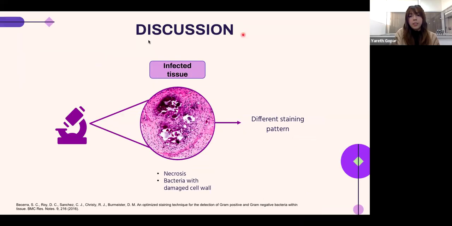Our optimized Gram technique could be applied to detect bacteria in cases where infection is suspected. It is important to mention that for clinical interpretation of the tissue, certain precautions must be taken, especially in cases where there exists necrosis in the tissue, which could affect the bacteria. They could be dead or with damage to the cell wall, and therefore they reflect a different staining pattern.